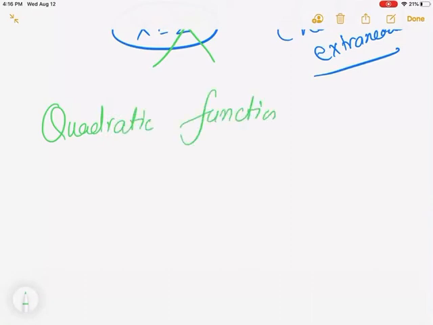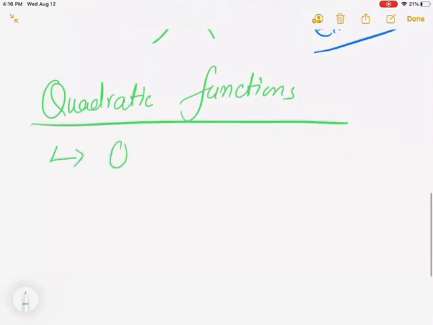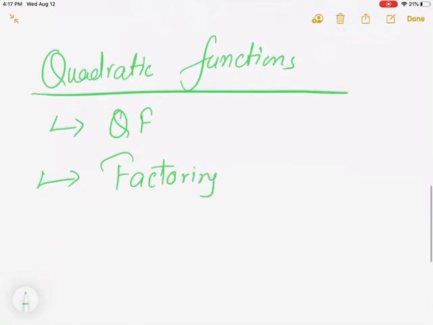How do we solve quadratic functions? I don't know if you remember, there are multiple ways you could do it. You can do it by the quadratic formula. You could do it by factoring. You could do it by taking square roots. That's another one, square roots.